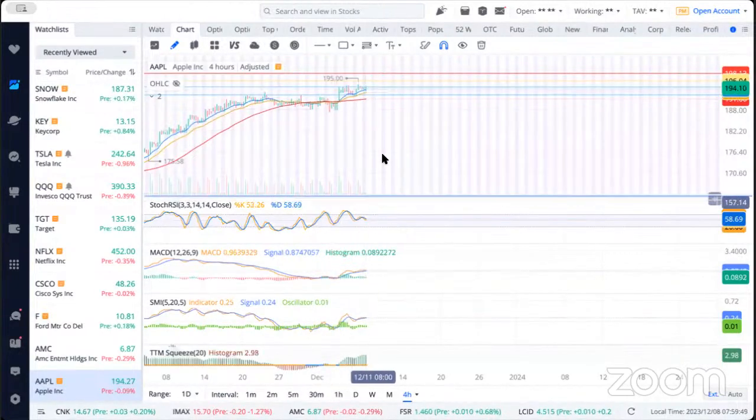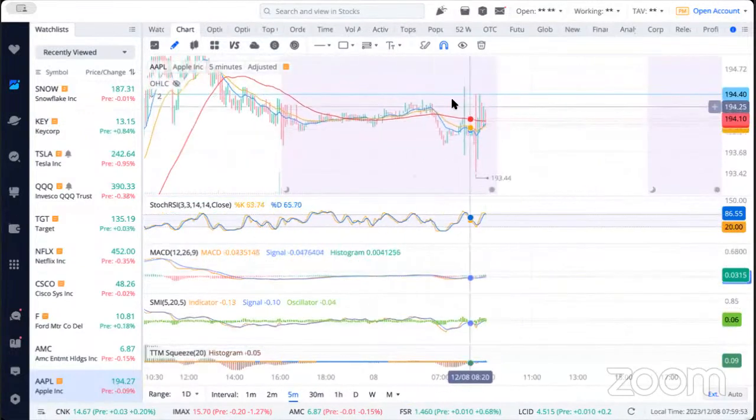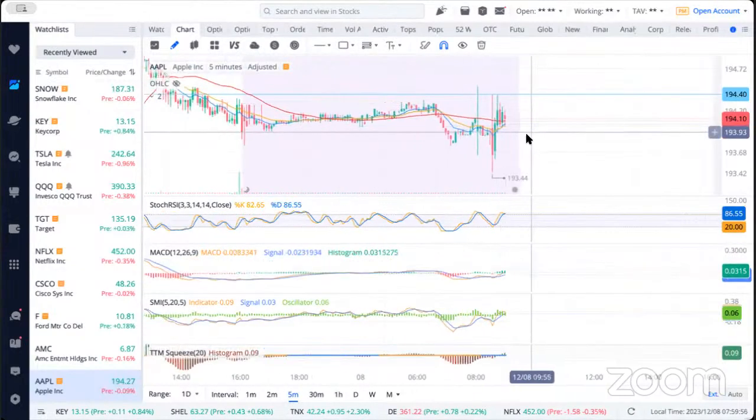All right, team, let's go ahead and get started. We're going to look at everything, starting off on the 5 minute chart. Of course, we're looking at pre-market right now, and that's okay.